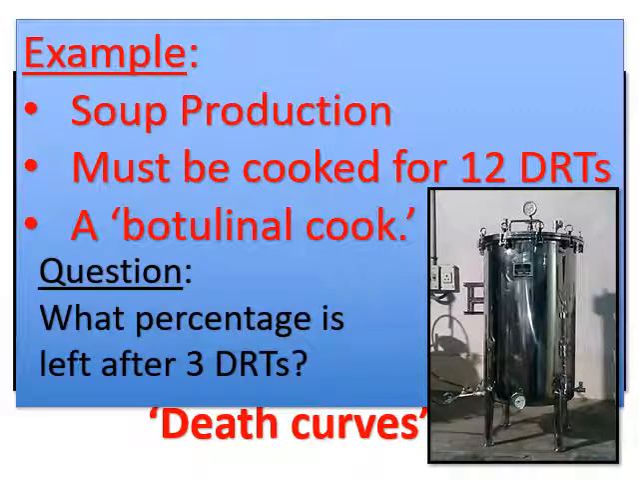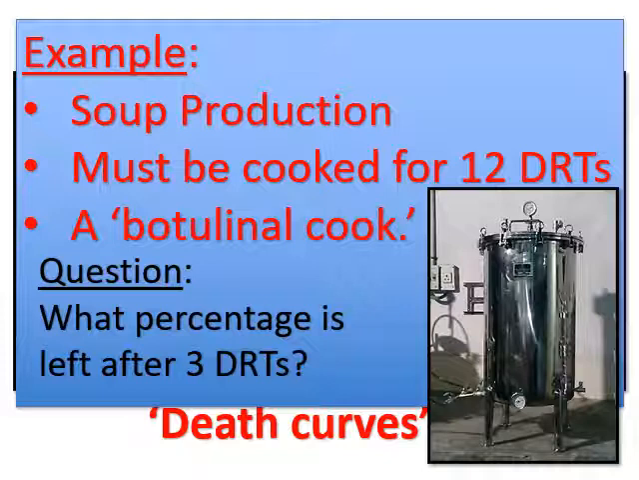Okay, so let me just ask you the question one more time. What would be the percentage of microbes left if you did 3 decimal reduction times? Right, so if you did none, you would have 100% of the bacteria live. If you cook them for 1 decimal reduction time, you would be down to 10%. And then if you cook them for 2 decimal reduction times, you would be down to 10% of 10%, which is 1%. You cook them for 3 decimal reduction times, you've got 10% of 1%, which is 0.1%.